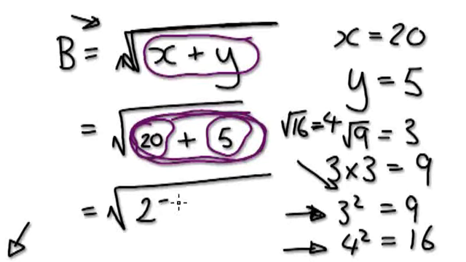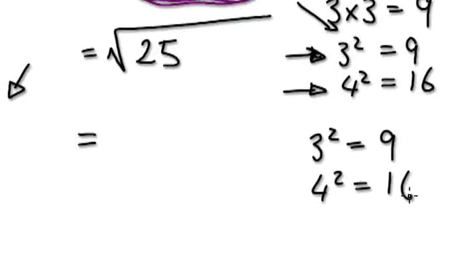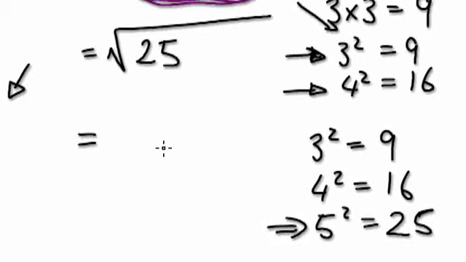25. So what's the square root of 25? Well, let's see. 3 squared is 9. 4 squared is 16. 5 squared is 25. You can see, I'm asking you, what is the square root of 25? Well, look, it's 5. Okay, so the square root of 25 is 5.